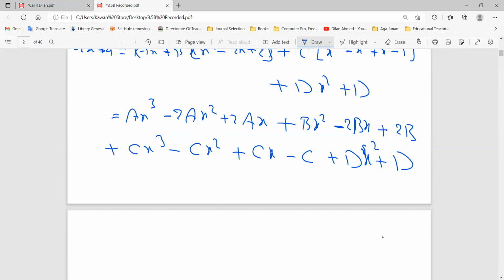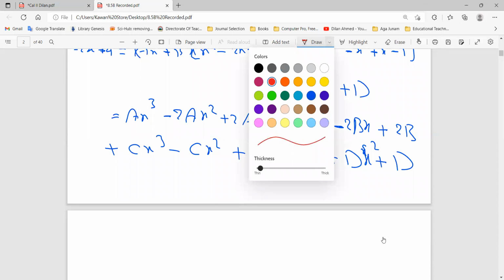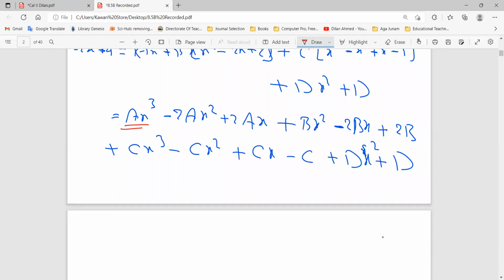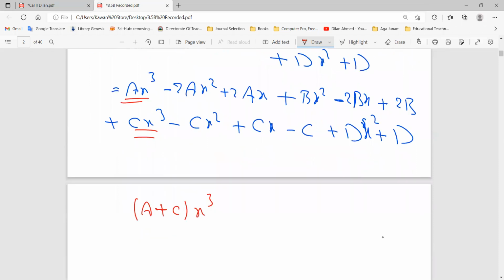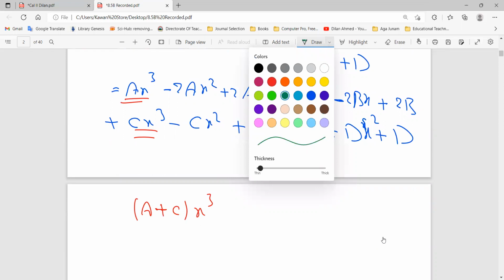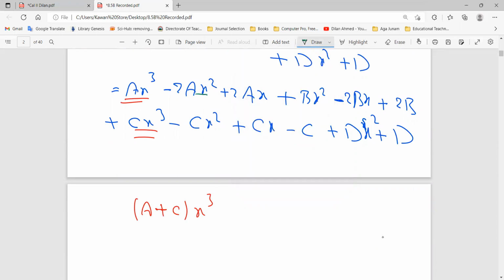Now we are going to make them as a group, x to power 3. So I have a plus c x to power 3. Okay, what else? Now it's x to power 2, x squared. I'm going to choose green for them. So x squared, x squared. So I have minus 2a plus b minus c plus d, times x squared.